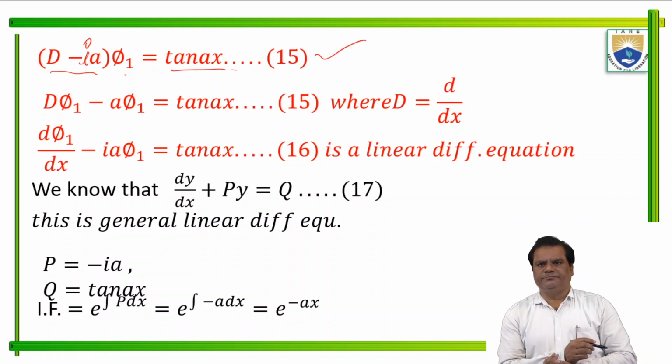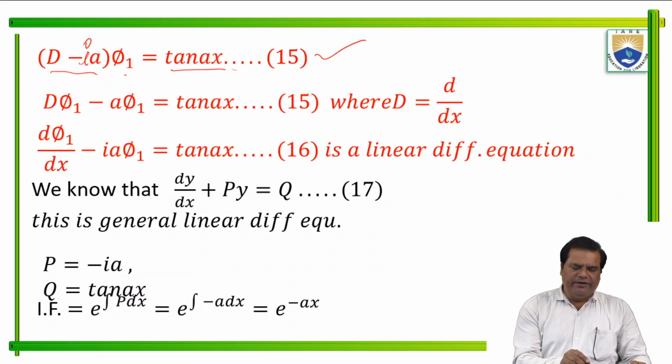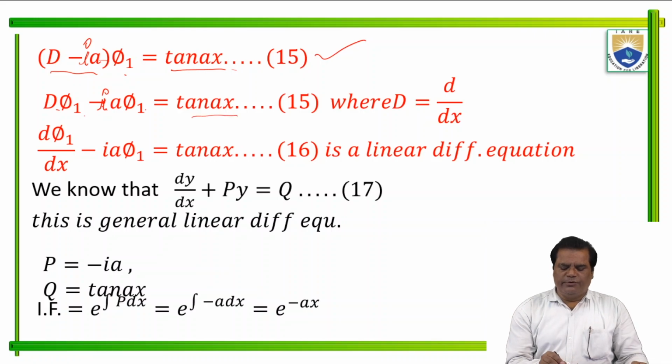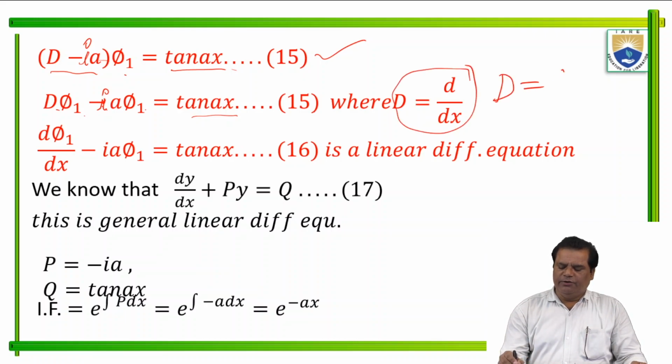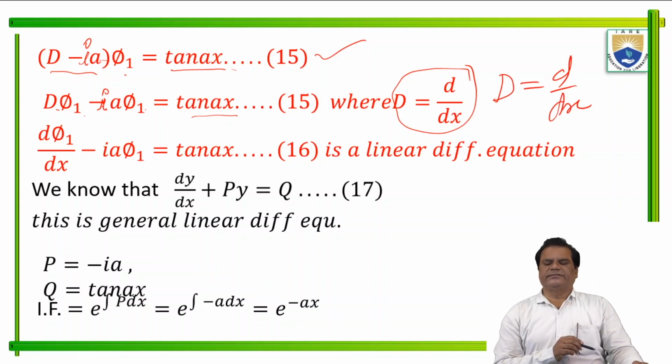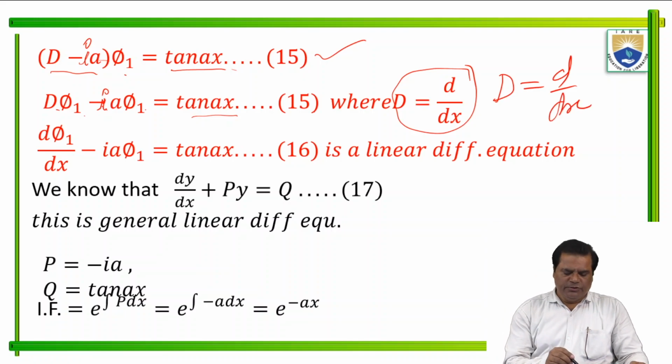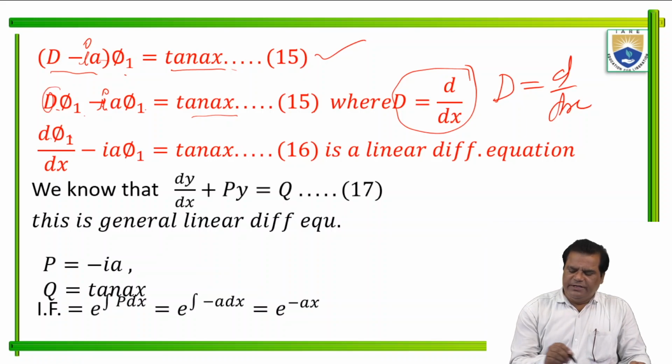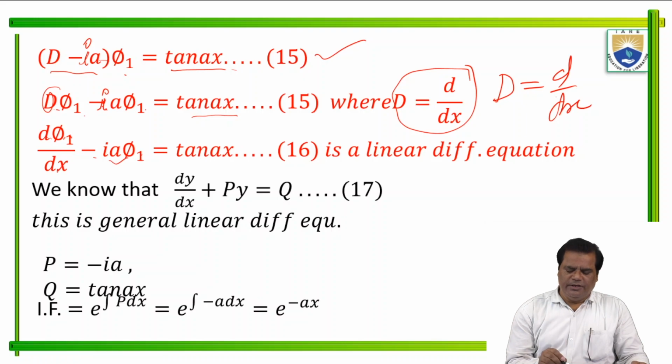This is equation 15. Here D multiplies phi1 inside the bracket, so D phi1 minus iA phi1 equal to tan(x). This is equation 15. Where, what is D? D is d over dx, differentiating with respect to x. Putting the value of D here, d over dx of phi1 minus iA phi1 equal to tan(x).